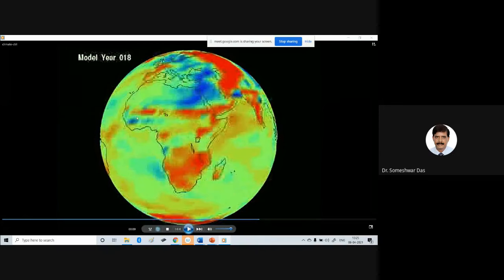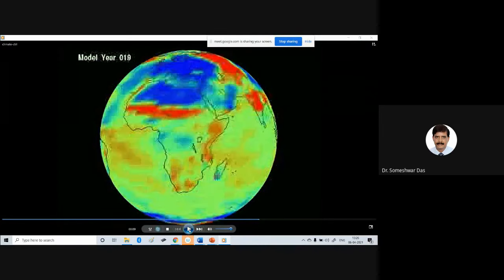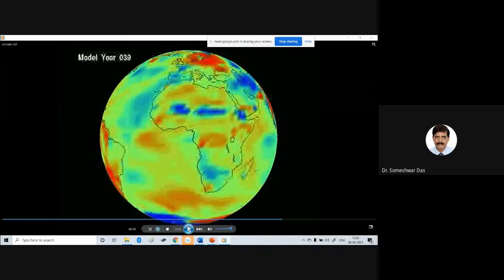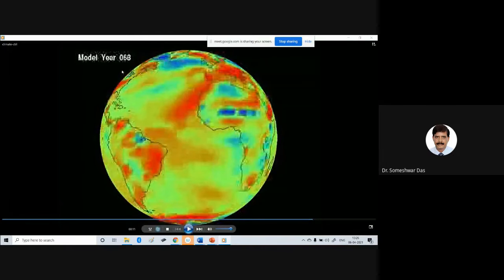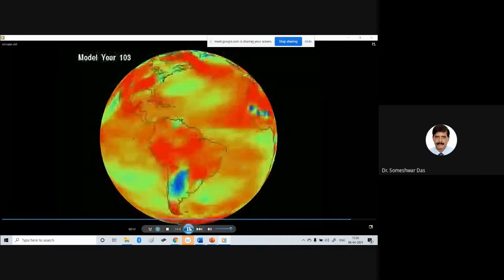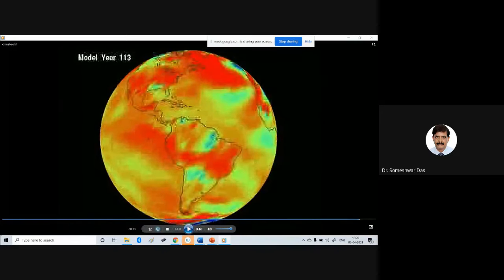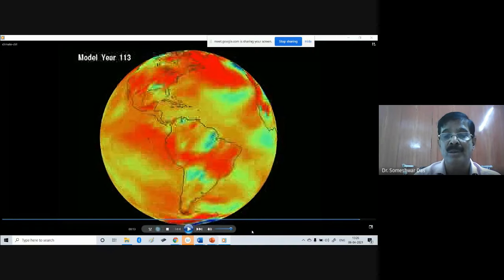Again, stop it here. This is after 18 years. Okay, this is how it looks like at 18 years. Somewhere cold, somewhere warm, and things like that. And if I just again stop somewhere, it has changed the pattern. This is after 39 years. Further, say after 63 years, a lot of warming started. Okay, this is after 113 years, and so on. So this is an example of climate simulation in a controlled way.